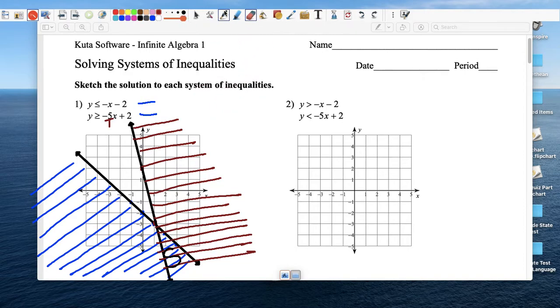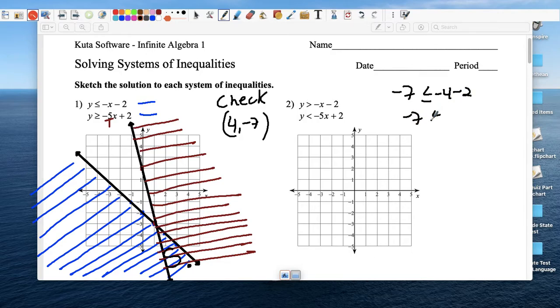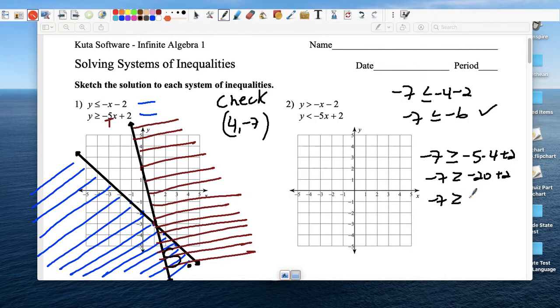You should check, because when you get your quiz, I'm going to ask you to check. Pick a point in that area. I'm going to pick 4 and negative 7, which is about here. Right, it's in that solution area. So if I plug it into the first inequality, I get negative 7 less or equal to negative 4 minus 2, negative 7 less or equal to negative 6. Check. If I plug it into the second inequality, I get negative 7 greater or equal to negative 5 times 4 plus 2, negative 7 greater or equal to negative 20 plus 2, negative 7 greater or equal to negative 18. Negative 7 is definitely greater or equal to negative 18. Check.